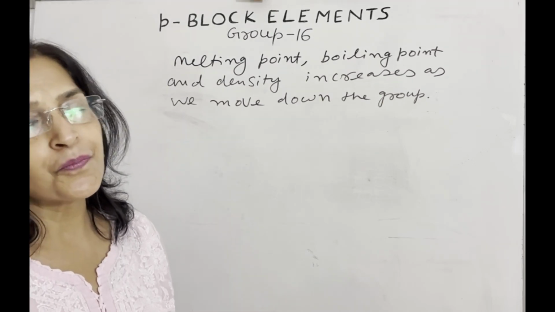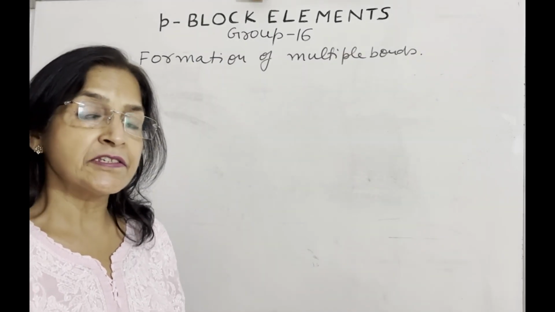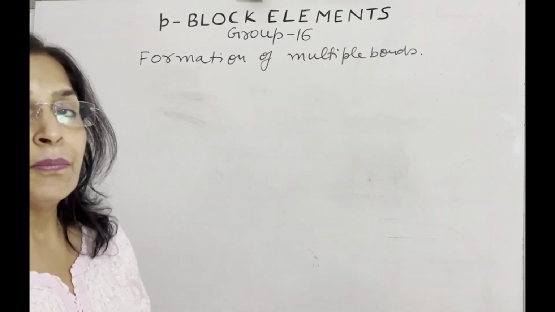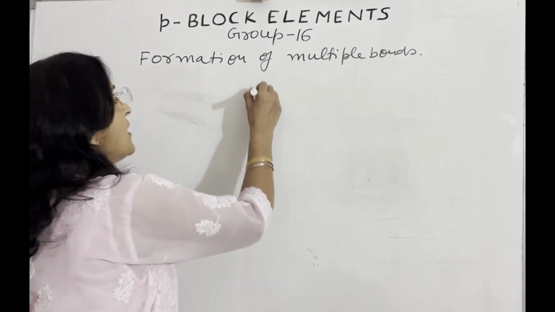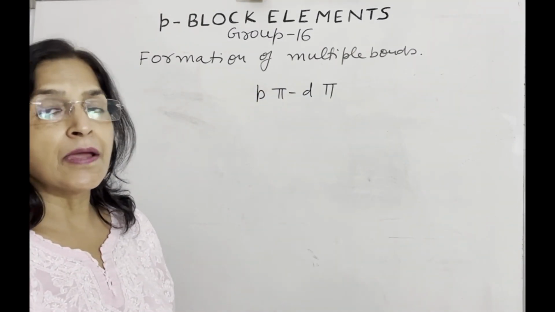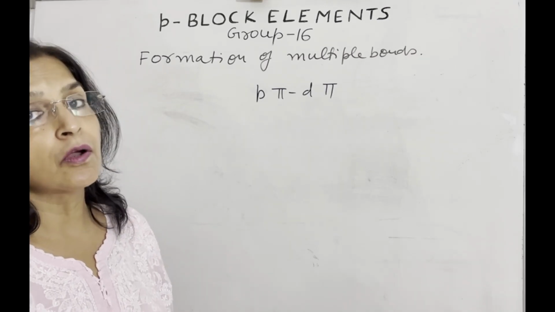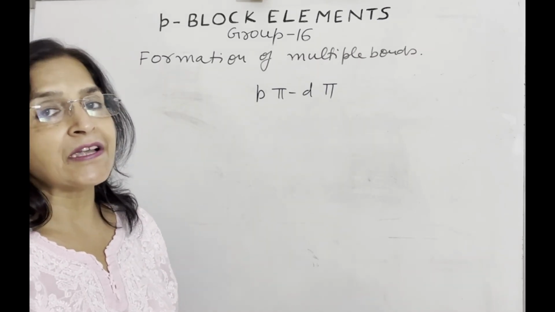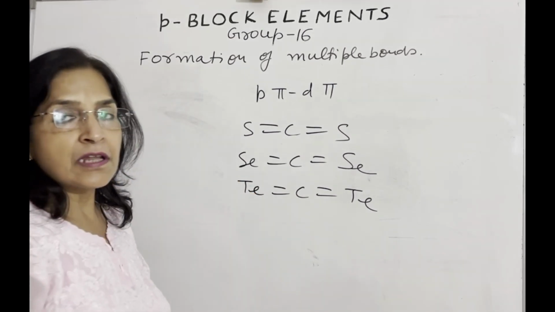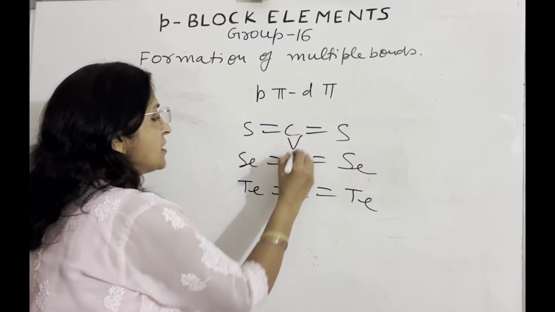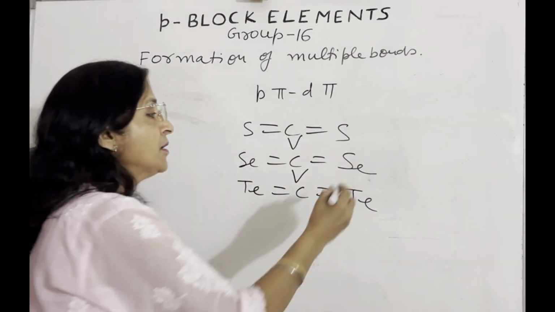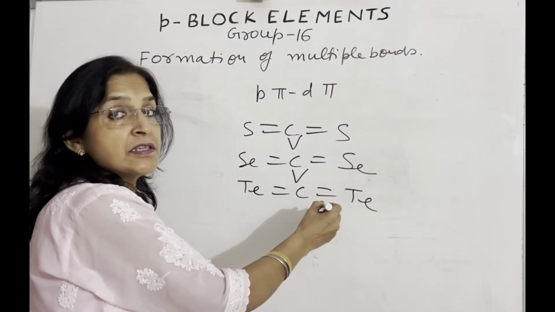Now formation of multiple bonds. Oxygen, due to its small size and high electronegativity, has a tendency to form p-pi p-pi bond, but other elements form p-pi d-pi multiple bonds, and the tendency to form p-pi d-pi bond decreases as we move down the group. Sulfur forms stronger p-pi d-pi bonds. These are the examples in which p-pi d-pi bonding is present. The stability in these compounds varies in this order. This is carbon disulfide, moderately stable. This decomposes readily and this is unstable.